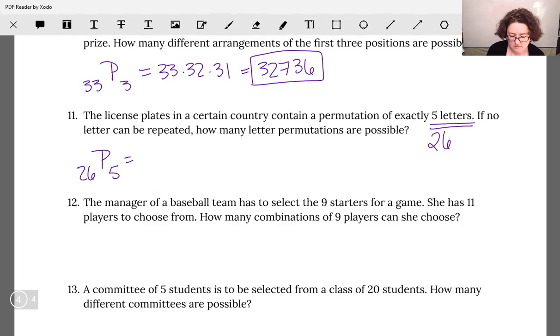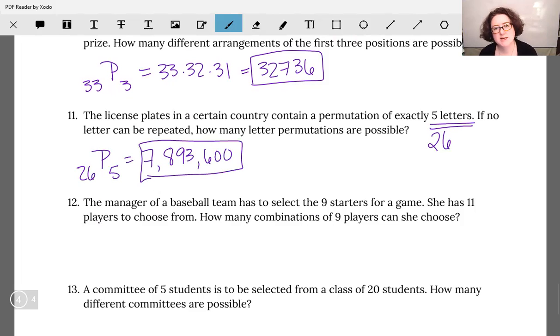Alrighty, so multiply that out. We have 7,893,600 possible letter permutations. Not nearly enough for the United States. That is why we bumped it up to 7, and it's now letters and numbers. So we could pick a whole lot of different options in there.